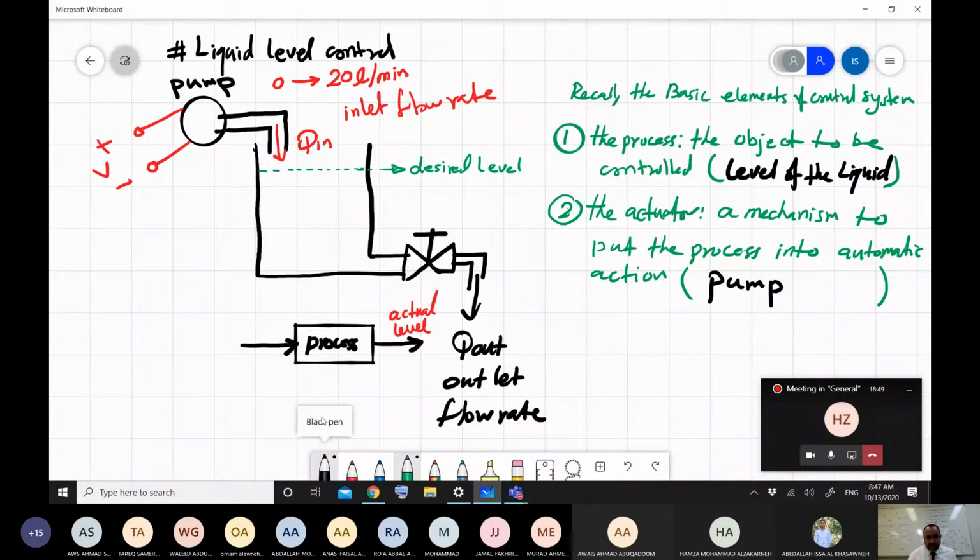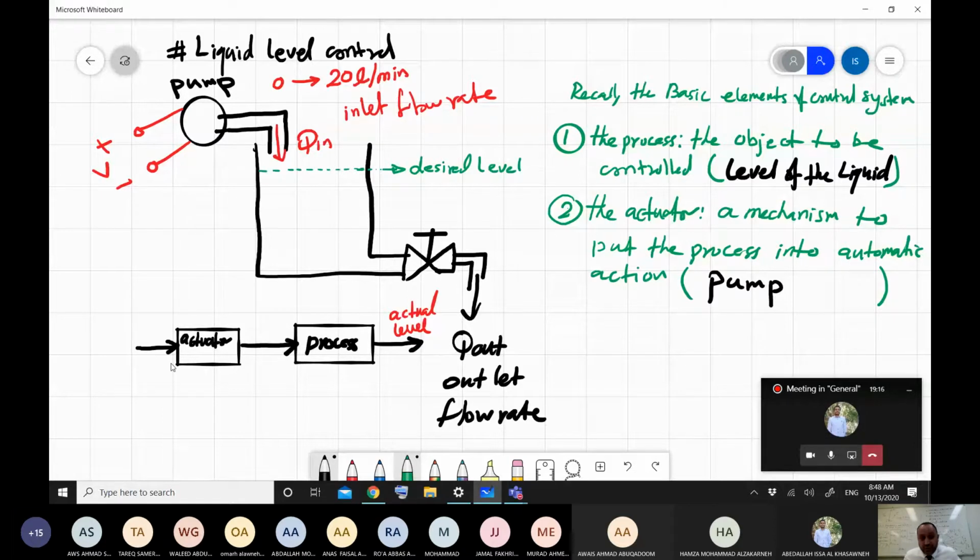And in order to put the process into automatic action, we need what? We need an actuator. So this is the actuator. Now the output of the actuator is the input to where? To the process, correct? The actuator is a system, which means that it has input and output.